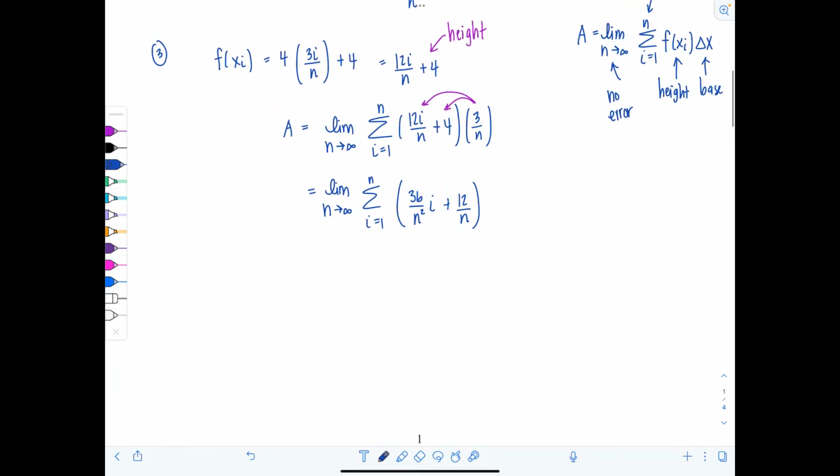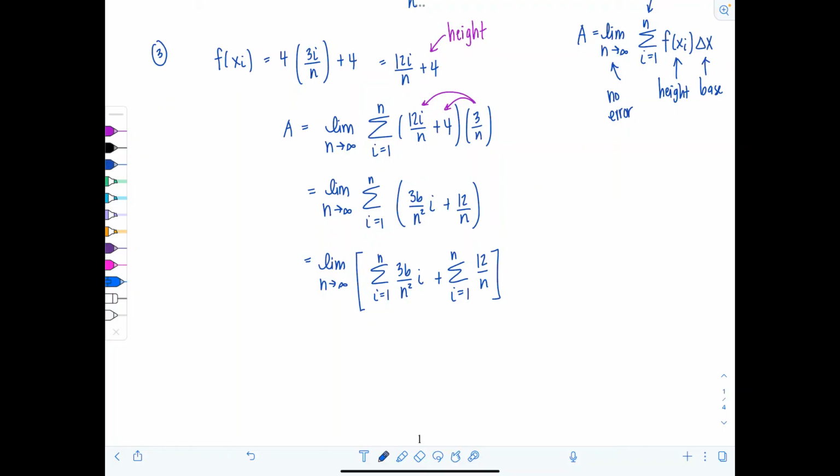You distribute the sigma, so we have the limit as n goes to infinity, and I'm going to write this as the sum from i equals 1 to n of 36 over n squared times i, plus the sum from i equals 1 to n of 12 over n. All right, beautiful. Now this is where those summation formulas come in.